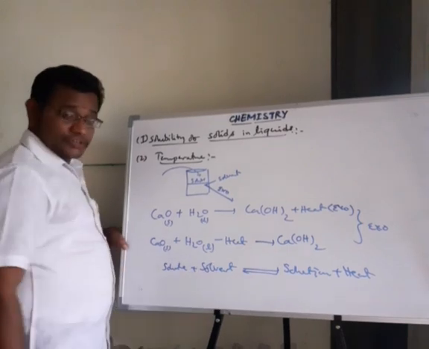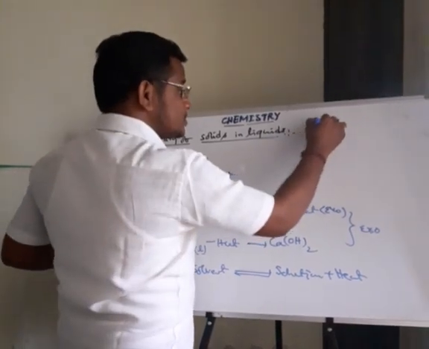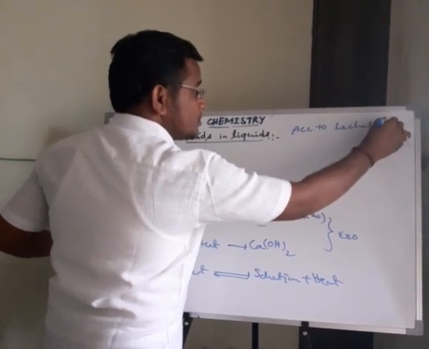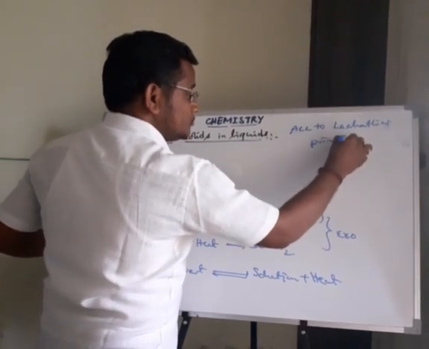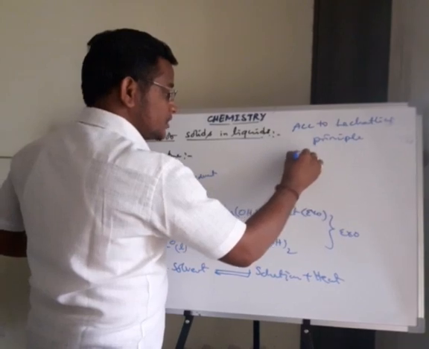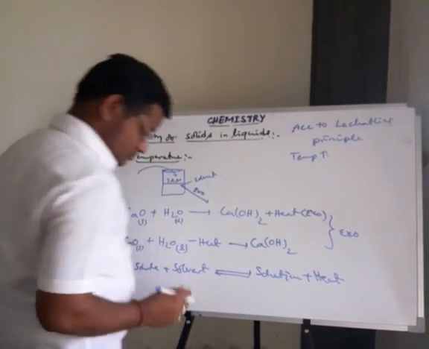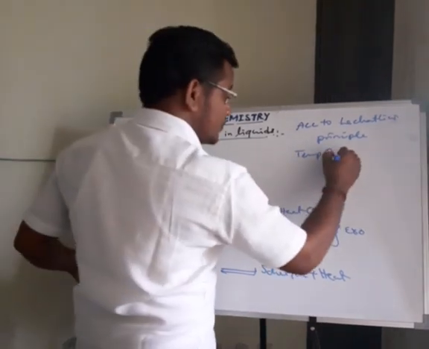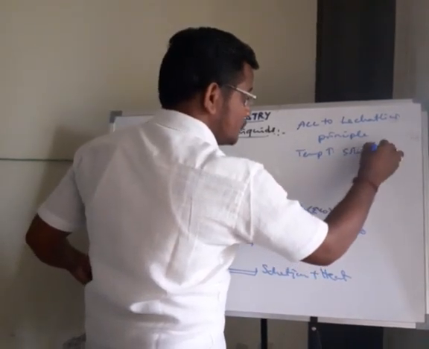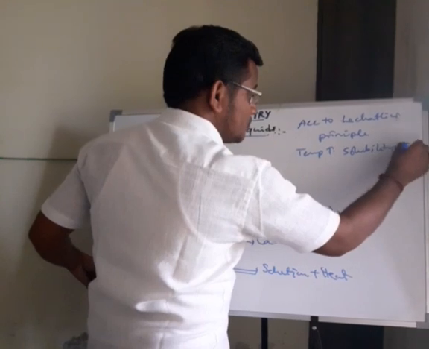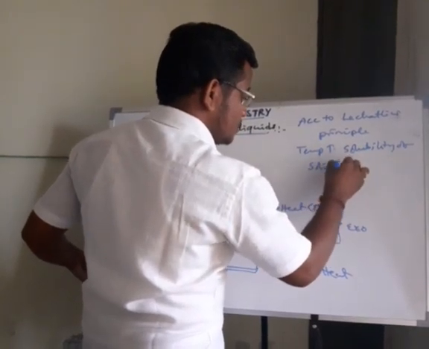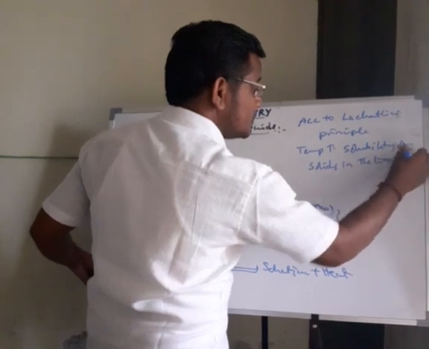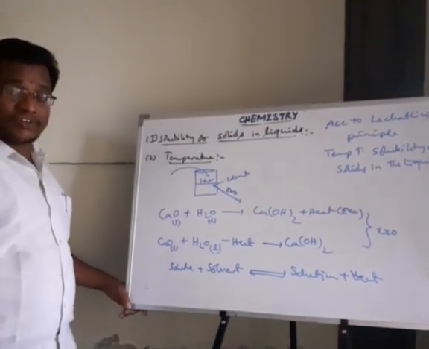To this equilibrium state, according to the Le-Chatelier principle, the temperature increases at the equilibrium state. What happens when the temperature increases? The solubility of the solids in the liquids decreases. The solubility of the solids in the liquid decreases.